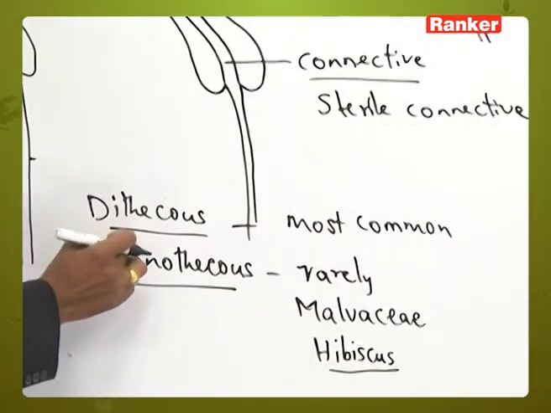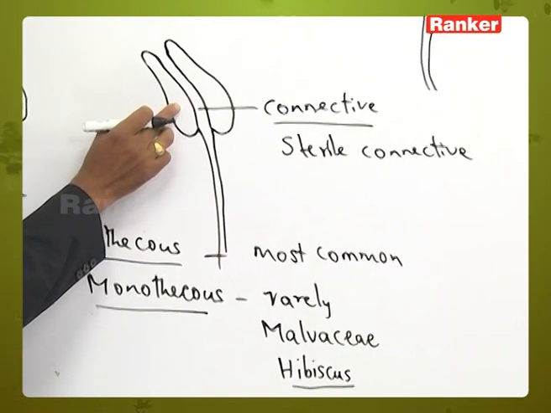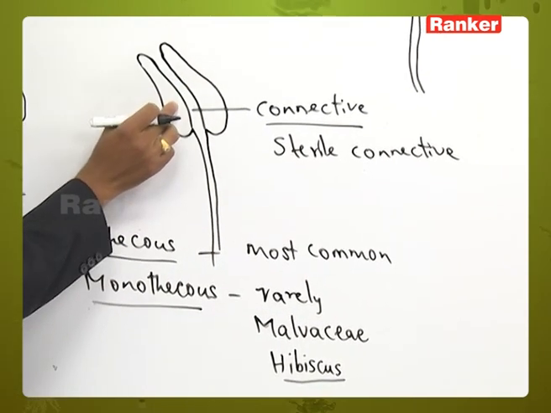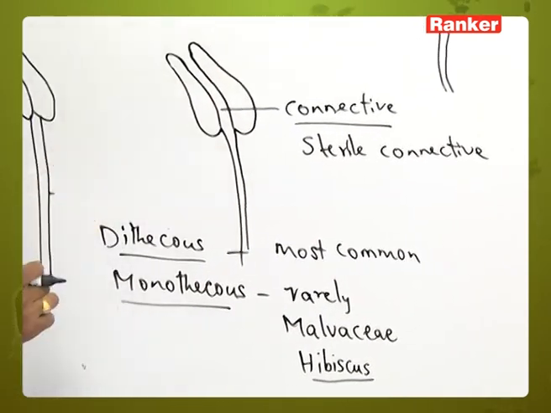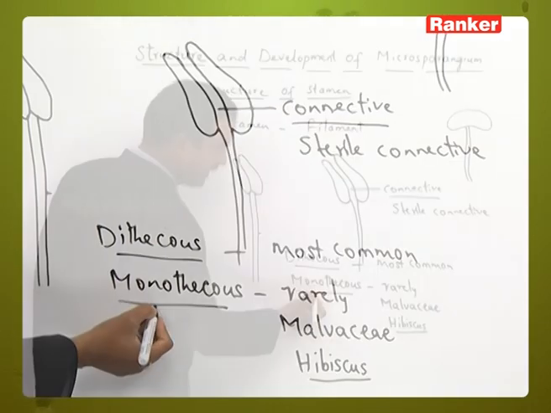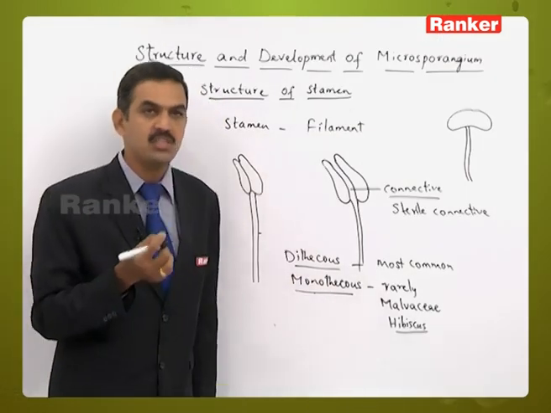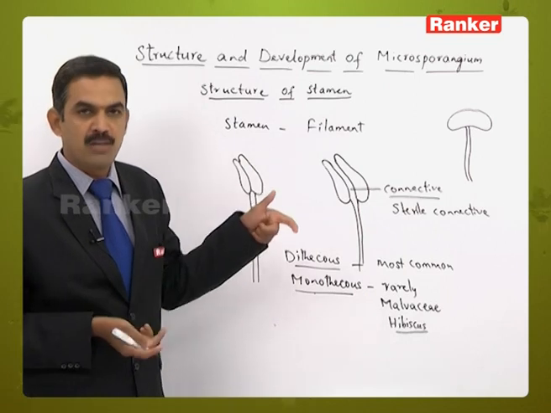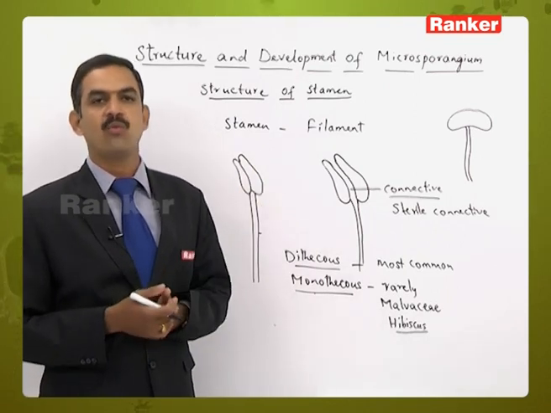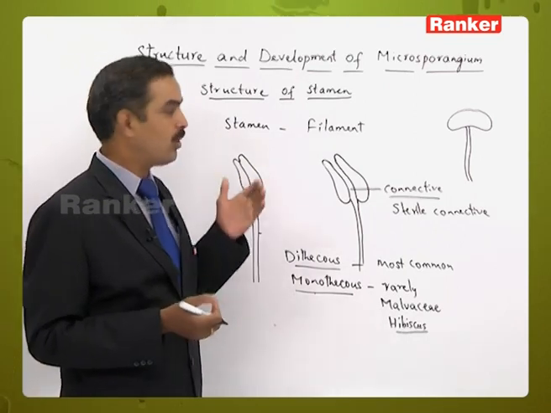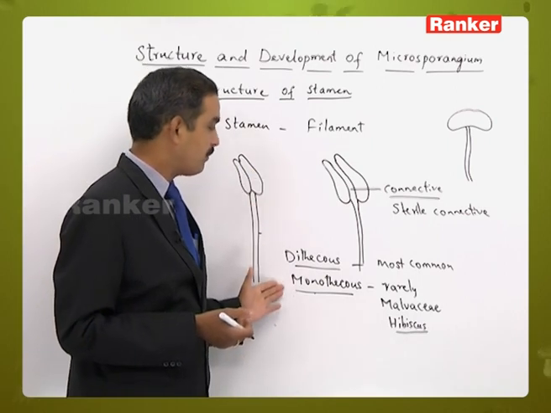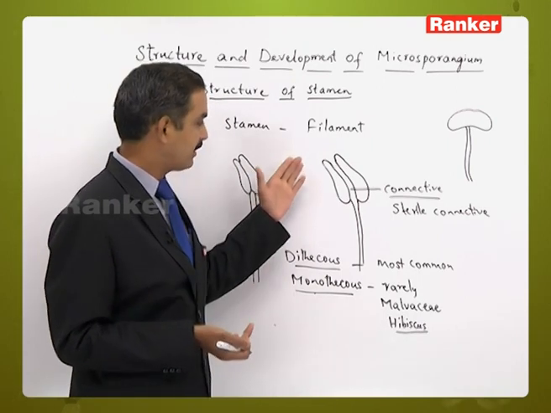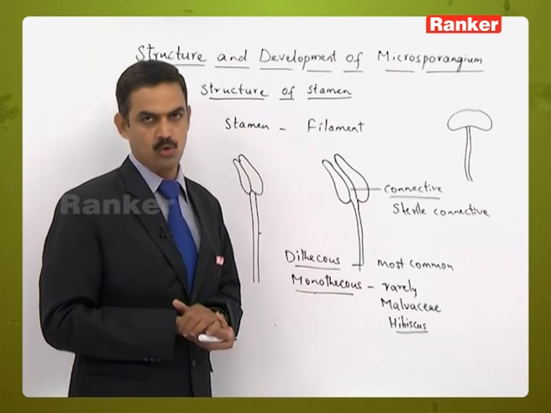In the dithecous anthers, as I said, two anther lobes are there. Both these anther lobes are connected with the help of the connective tissue, whereas in the monothecous anthers there is no connective tissue between the anther lobes. Why? Because that anther contains only one anther lobe, so there is no connective tissue attaching anther lobes.